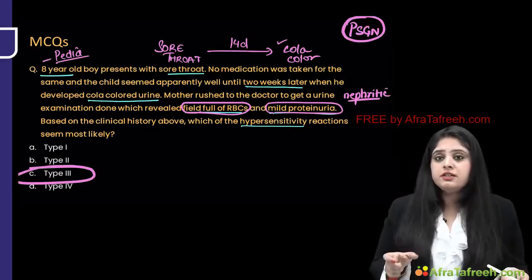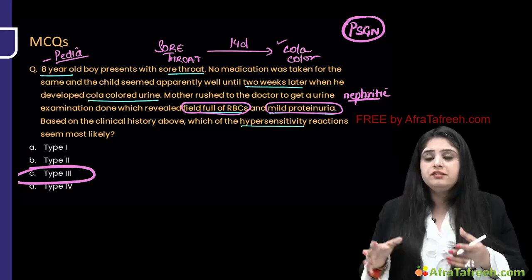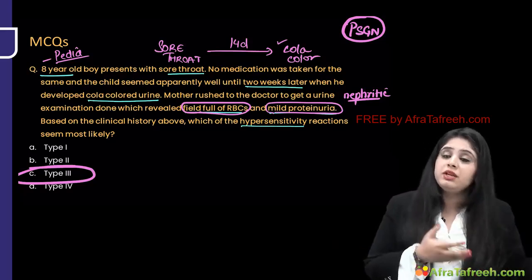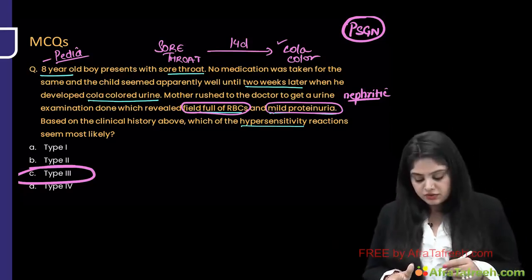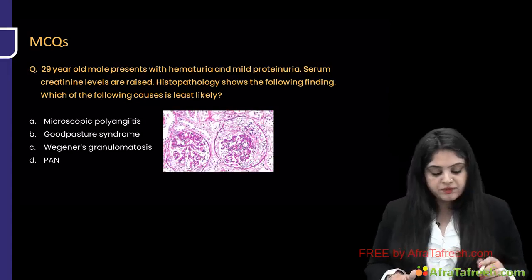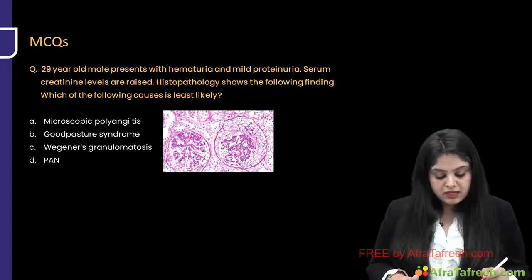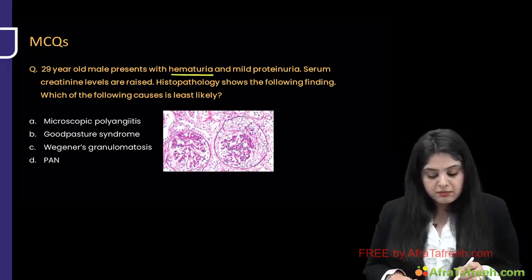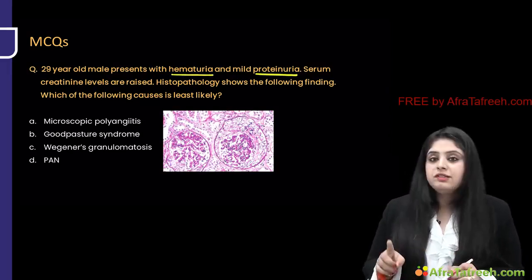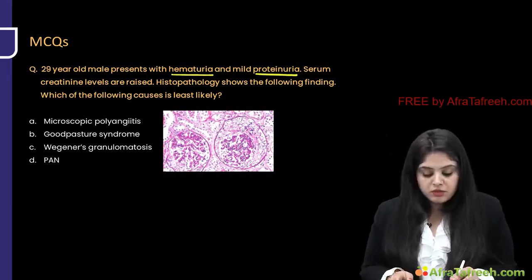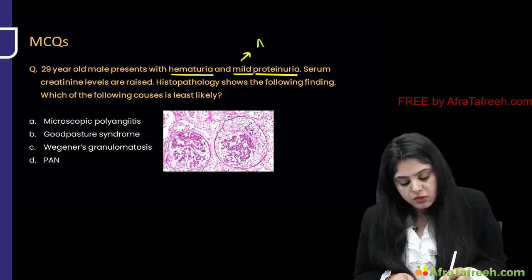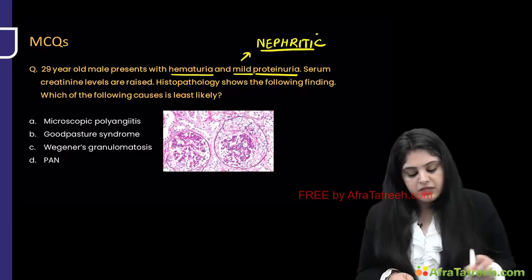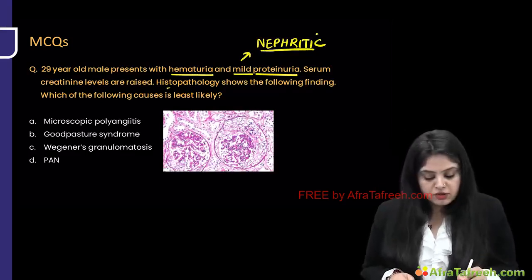So this is a real integrated question where they've taken up a little bit of medicine, a little bit of path, and integrated it way back to hypersensitivity reactions. Moving on to the next question. There's a 29-year-old male who presents with hematuria and mild proteinuria. As soon as they say hematuria and mild proteinuria, what is the disease? You start talking about nephritic syndromes. The serum creatinine levels are raised, histopathology is shown.